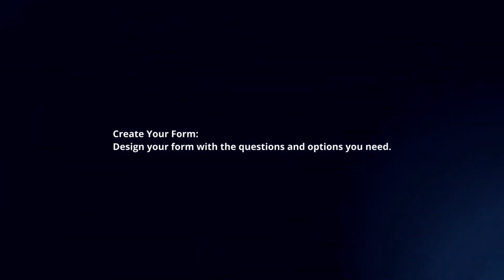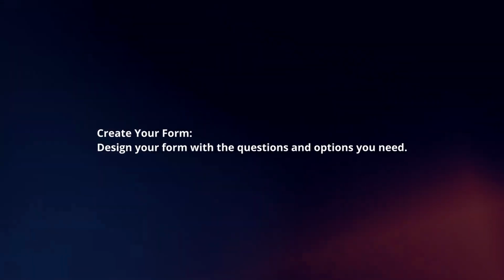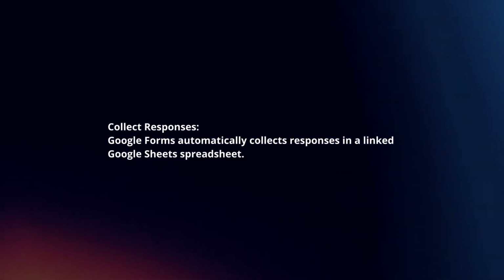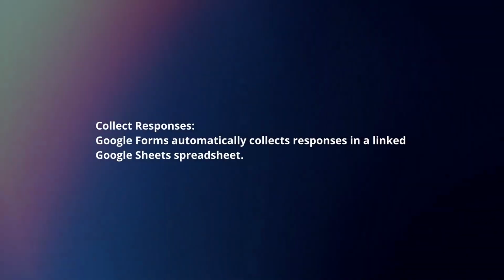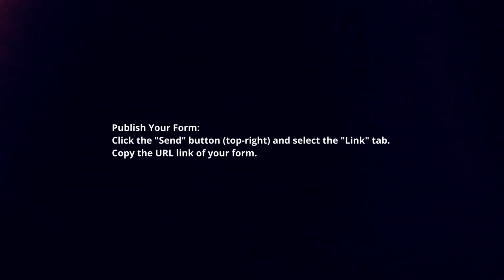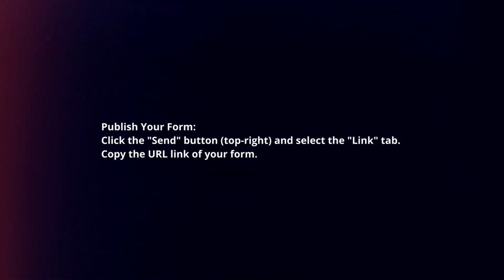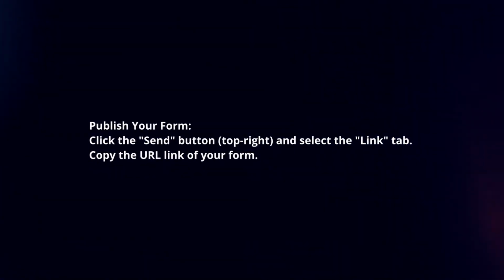Create your form. Design your form with the questions and options you need. Collect responses. Google Forms automatically collects responses in a linked Google Sheets spreadsheet. Publish your form. Click the Send button and select the Link tab. Copy the URL link of your form.